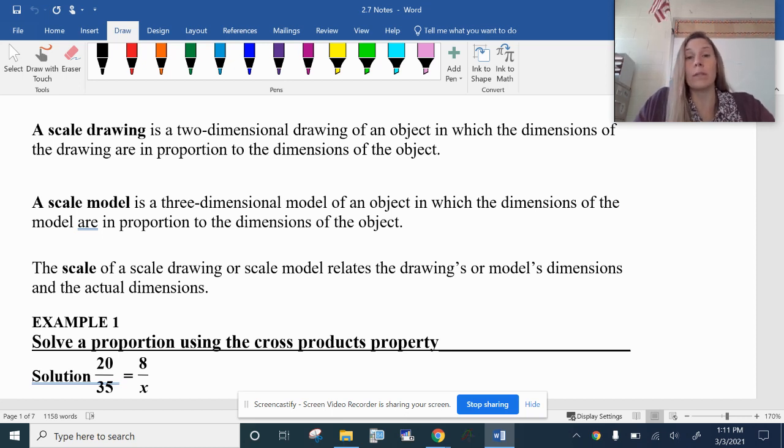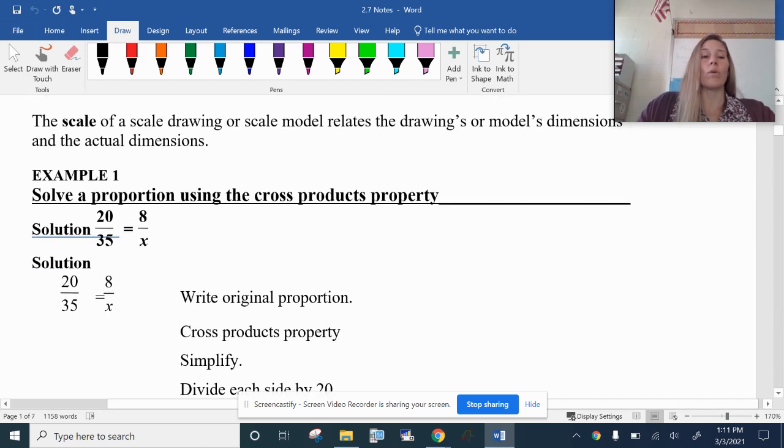A scale model is the same idea, just something three-dimensional versus on a piece of paper. And scales are also used in other parts of everyday life, such as scaling a recipe. Maybe you want to take a recipe that makes enough servings for 4 people, and you want to increase that to serve more people, or vice versa.